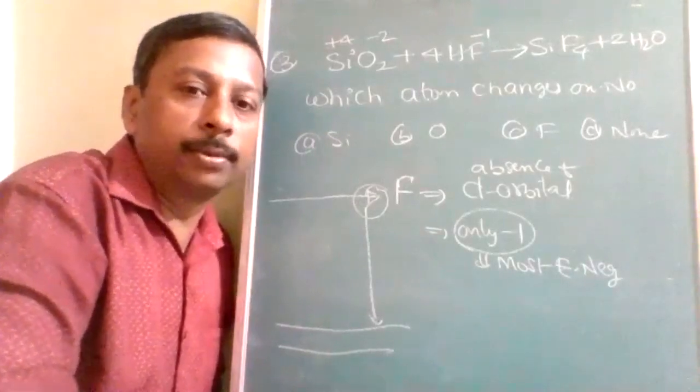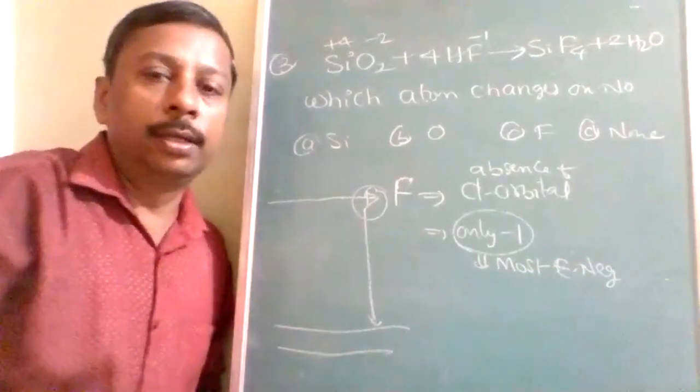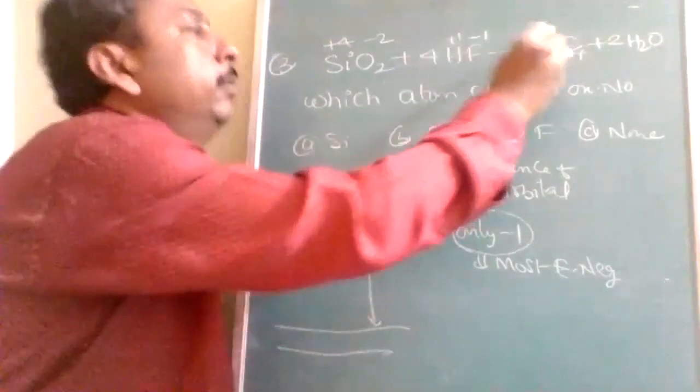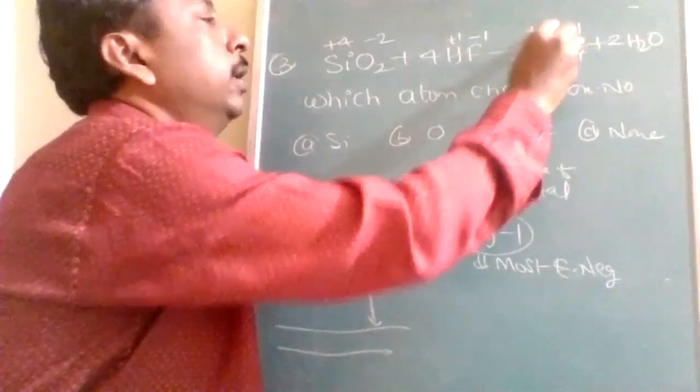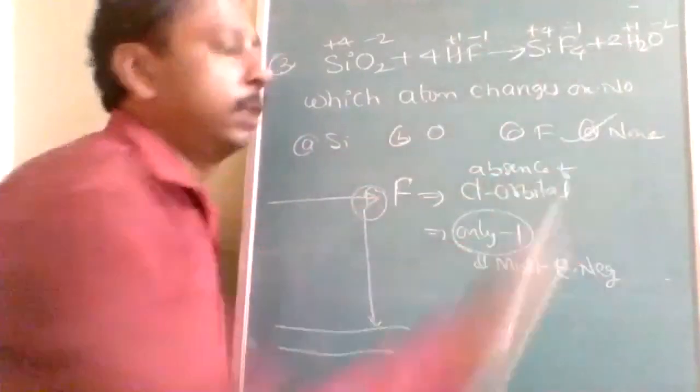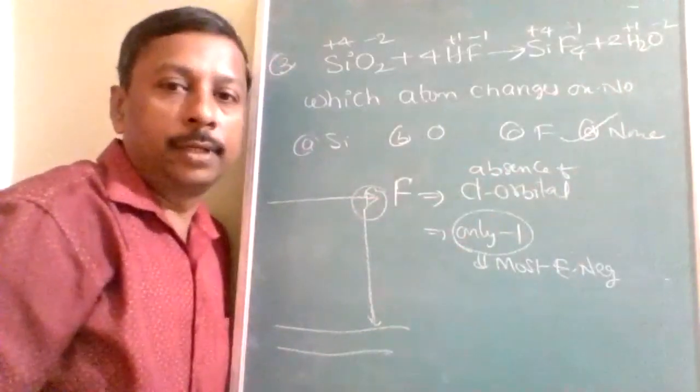And due to the absence of d orbitals, it can show only one bond. Okay, so here +1, and the same thing you will find here also, -1 and +4, and +1 and -2. So the answer is what? D. Okay, none of the elements.